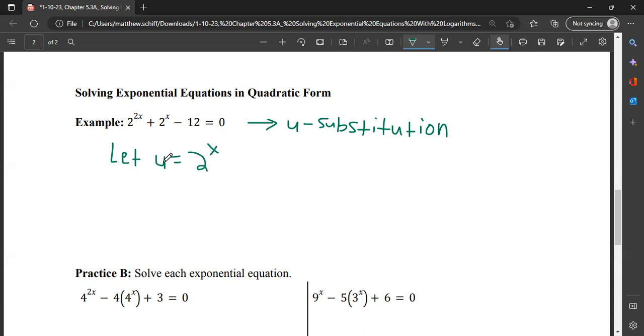Now, why am I doing this? Why am I letting U equal 2 to the x? Well, let's see what happens when I substitute U in for every 2 to the x that's there.